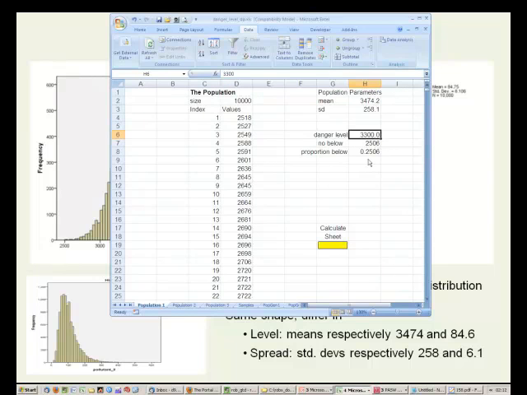2,500 out of 10,000 is 0.25, about a quarter of them. And you can see that this is below the mean. If I put exactly the mean in, 3,474, it should be around about 50%, because you're right on the mean. So about 5,000.